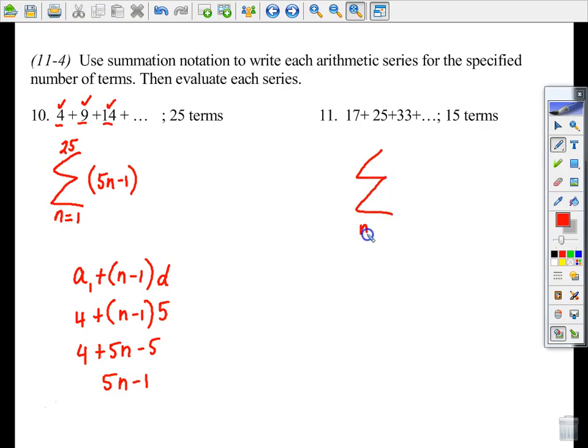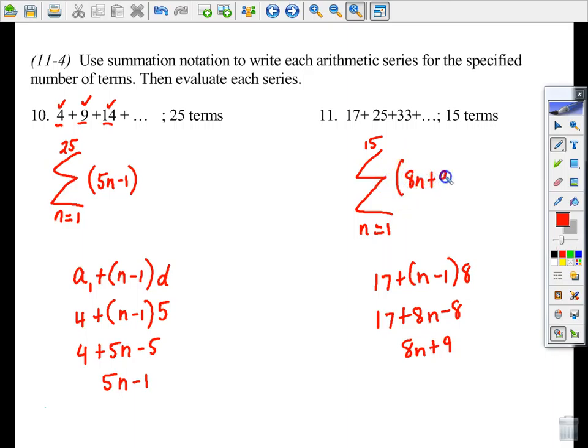So here's my sigma, n equals 1, 15. Let's see what this expression is going to be. So it's the first term plus n minus 1 times the difference. Well, let's see, I'm going from 17 to 25. That's 8. 25 to 33, 8. So my difference here is 8. And I'm going to do the distributive property. 8 times n, 8 times negative 1. And then combine the constants. I get 8n plus 9. So I'll make sure to put that in parentheses.